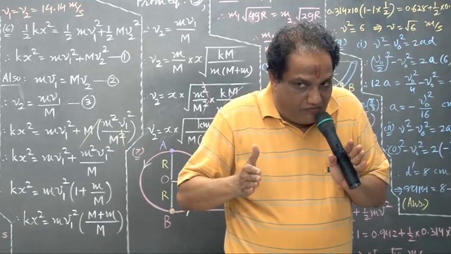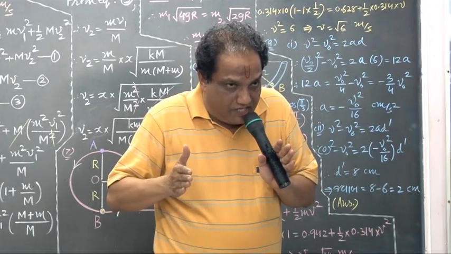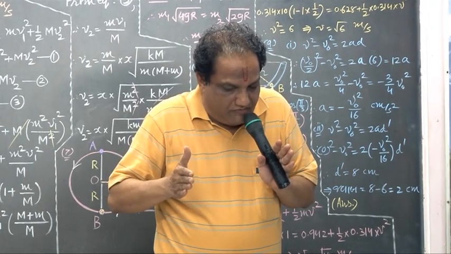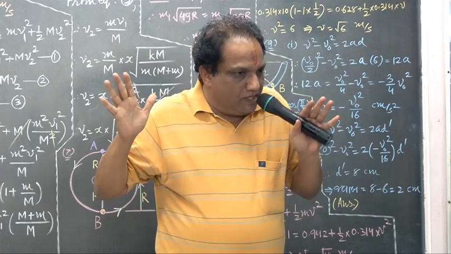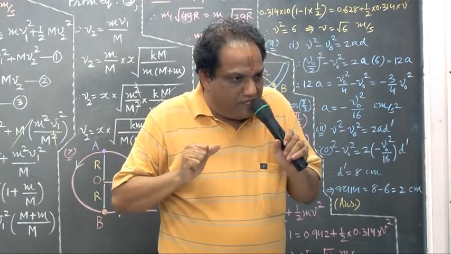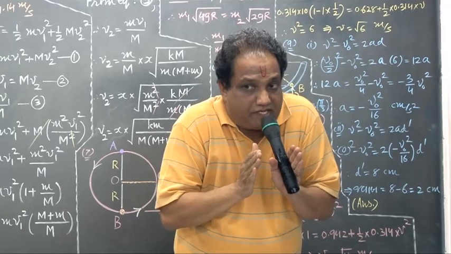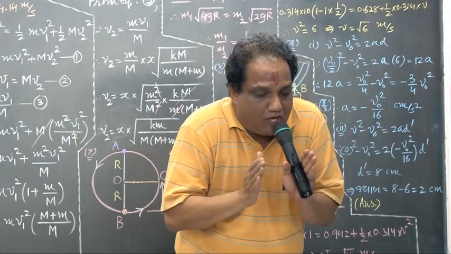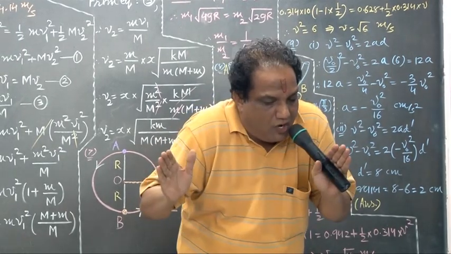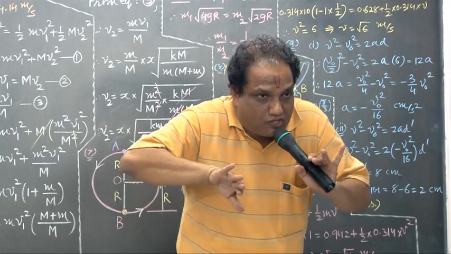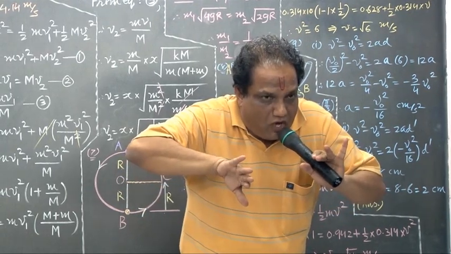From that condition, what do we do? We just release the spring. We just leave the two blocks. The moment we leave them, what happens? The spring gets expanded. Because of elongation in the spring, it pushes both the blocks away from each other, this way.